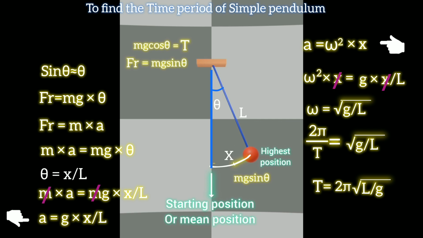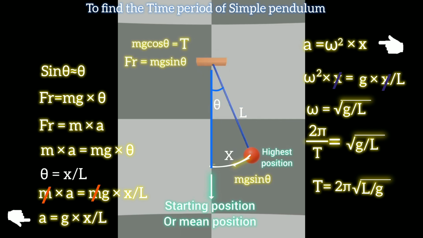This formula shows that the time period depends on the length of the pendulum and gravity. In simple words, the longer the pendulum, the longer it takes to complete one swing. Gravity affects the pendulum's swing speed. That's it.